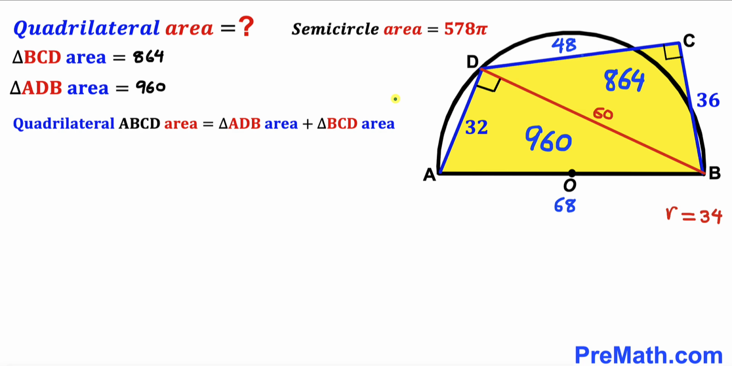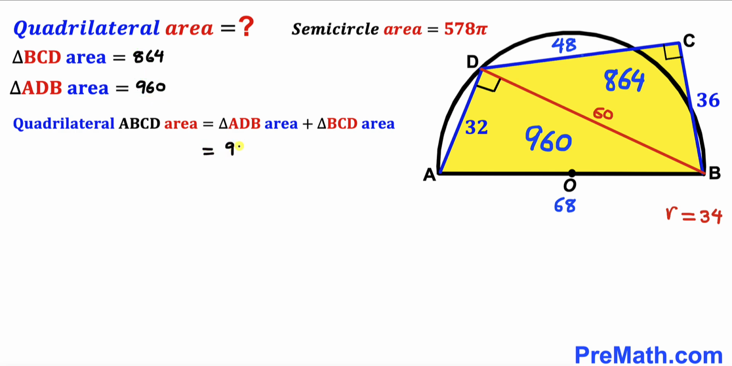So the area of this triangle turns out to be 960 and the area of this triangle is 864. And here's our final step. Let's recall this equation once again. The quadrilateral ABCD area is going to be equal to the sum of this triangle ADB area plus this other triangle BCD area. Here we figured out all these triangle areas, so let's fill in the blanks in this equation.